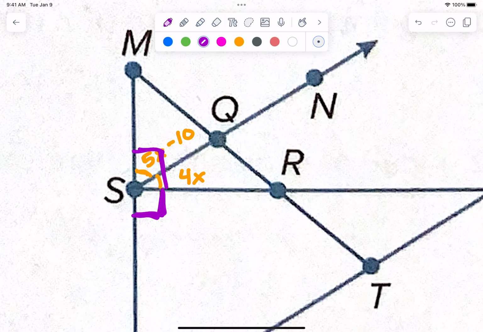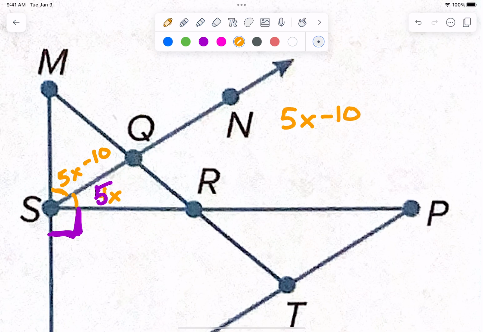Unless you make it 5x. Make it 4x, I make this 5x? Sure, let's do it. 5x and 5x minus 10. Okay, solve for x. Go. This guy's 5x, that guy's 5x minus 10. Okay, solve for x.